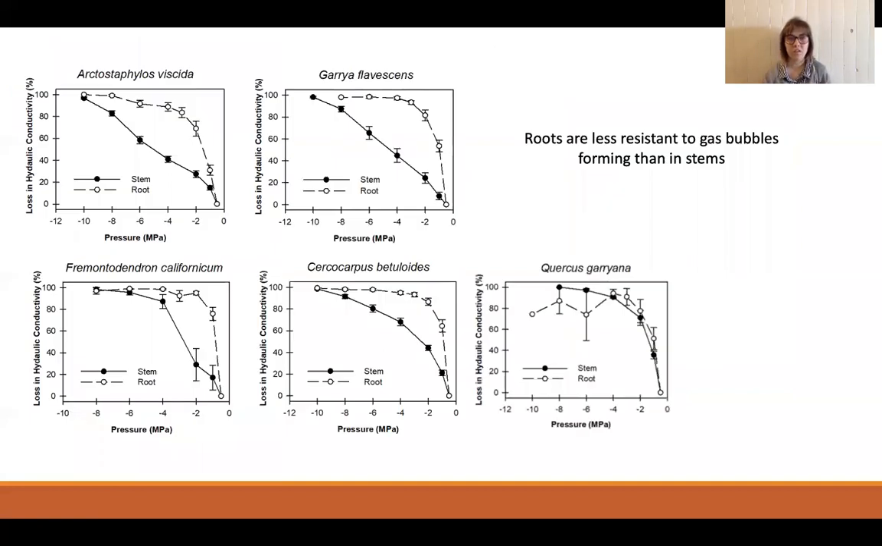For my results, I found that roots were less resistant to gas bubbles forming than the stems. Here the white dots are the roots, and the black dots are the stems. You can see here that the roots gave out conductivity a lot earlier than the stems did. Another interesting thing I found was that while the species differed from each other in hydraulic conductivity and P50 in the stems, those kinds of differences weren't seen in the roots. All of the species were very similar to each other in the roots, but not in the stems.